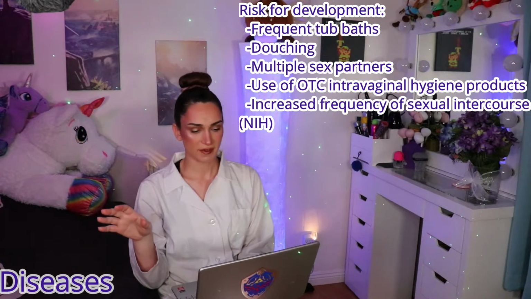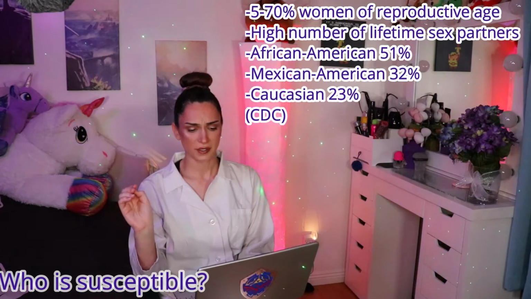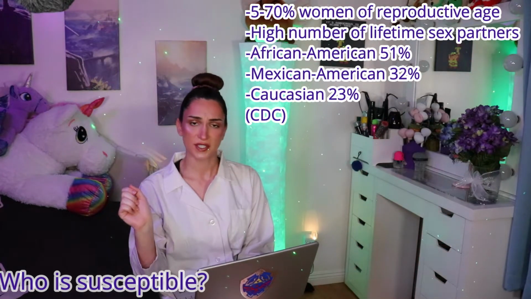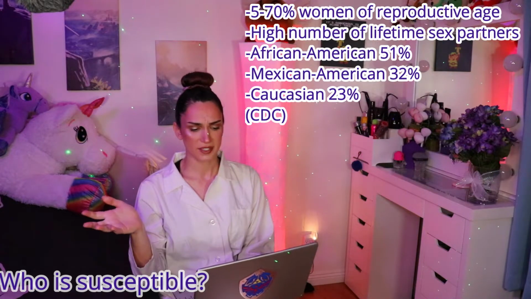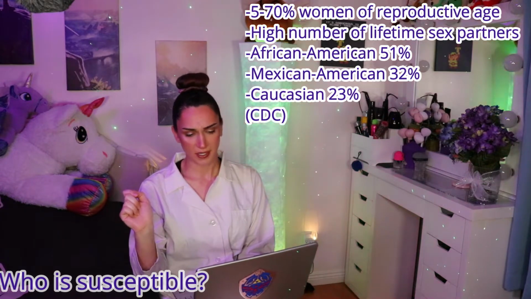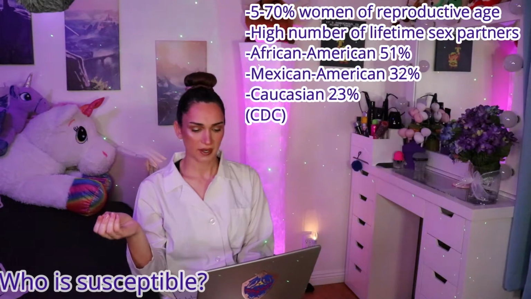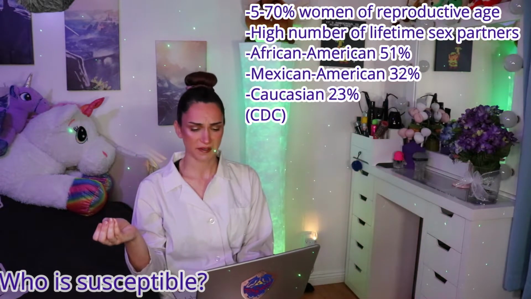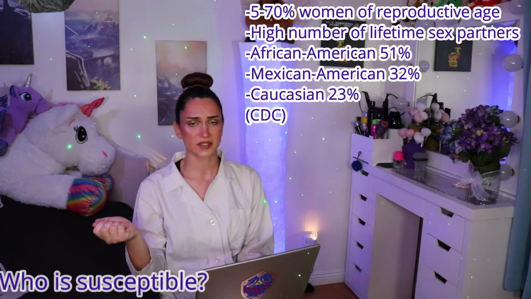Studies have detected G. vaginalis in up to 50% of women, even without symptoms of BV. Who is susceptible? BV is the most common vaginal infection found in women of reproductive age and is estimated to occur in 5 to 70% of women. Gardnerella has consistently been isolated as a key pathogen in BV. Prevalence of BV increases based on lifetime number of sexual partners, and non-white women do have higher rates for some reason of contracting this. For African Americans, it is 51%, Mexican Americans, it's 32%, and for Caucasian women, it's 23%.